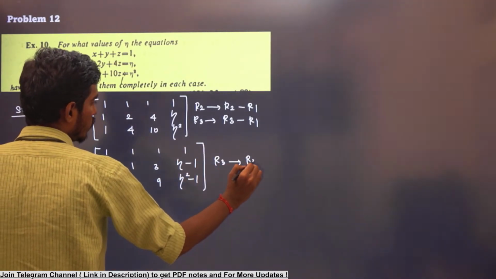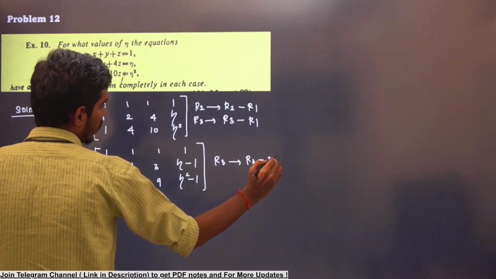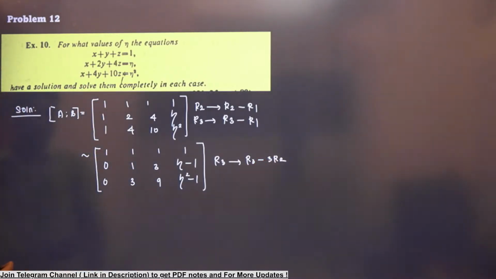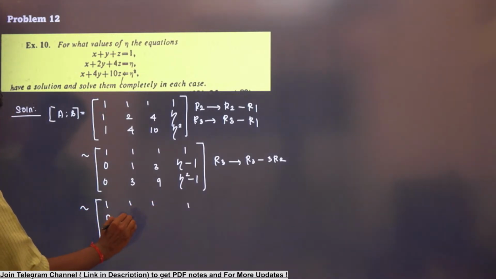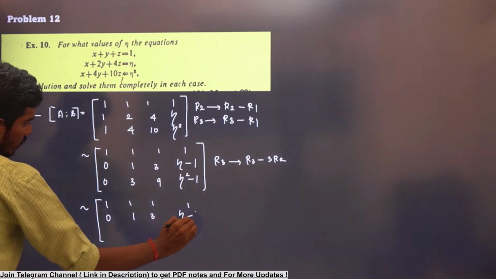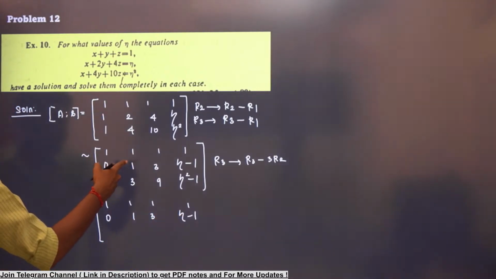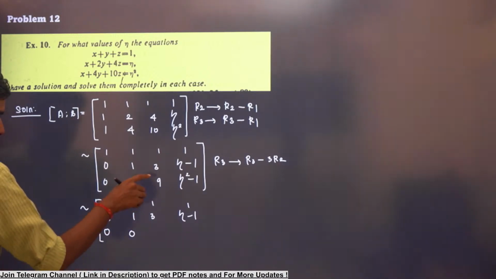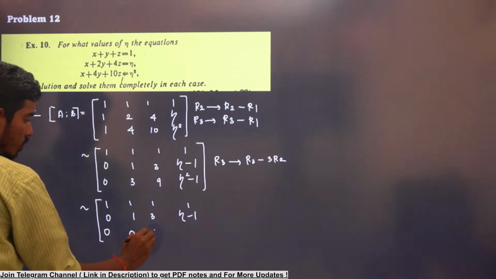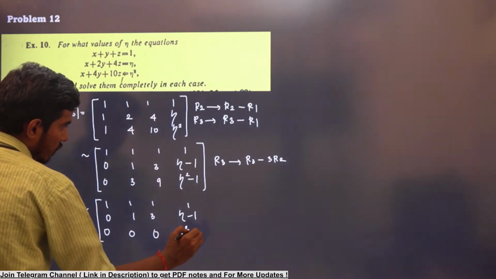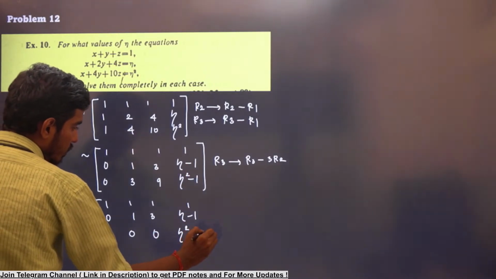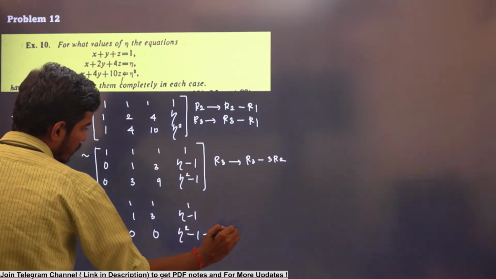So we'll make an operation. R3 is transformed to R3 minus 3 times R2. This is equivalent to 1, 1, 1, 1, 0, 1, 3, eta minus 1. So you multiply by 3 here and subtract, and this will be eta square minus 1. You multiply by 3 here and then subtract.